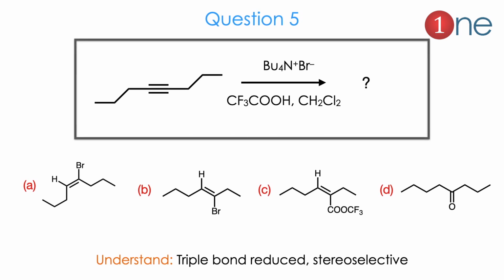Then we see question number 5. Question number 5, the starting material contains an 8-carbon atom system, which is a linear chain where the alkyne is in the middle. The reactant is a symmetrical one. Then you are using the amine and bromide. Then you are using the acid and dichloromethane. Here they ask you to find the product. Here the triple bond is definitely reduced and there is a stereoselective addition. Whether cis addition or trans addition is there or not.